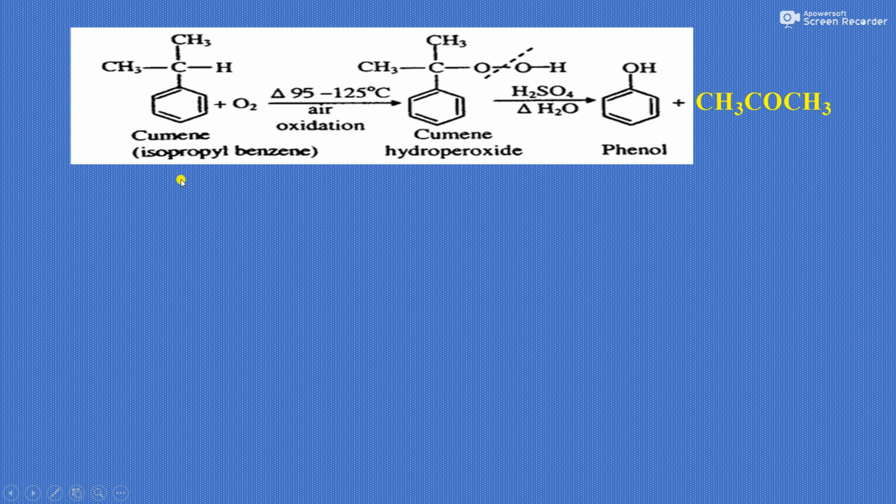So this is cumene, isopropyl benzene. It is reacted with oxygen at elevated temperature in the range 95 to 125 degrees Celsius in presence of air. In this reaction, air oxidation occurs, and thus there is formation of cumene hydroperoxide. This cumene hydroperoxide, in presence of sulfuric acid and water at certain temperature, gives phenol and acetone.